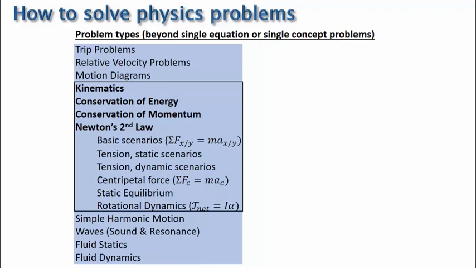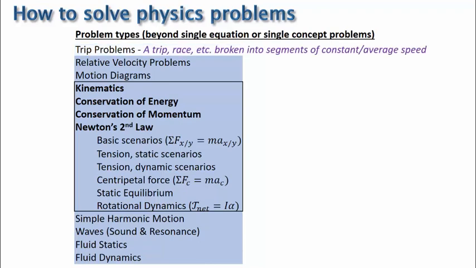Some are easier to identify than others. Let's go down the list and tag the ones that are easier to identify, starting with the trip problems. You can identify that a problem is a trip problem because it involves a trip or journey or race or something like that that's broken into segments of constant or average speed. For example, driving a car at an average speed for an hour, then stopping, then driving your car at another average speed for another period of time.